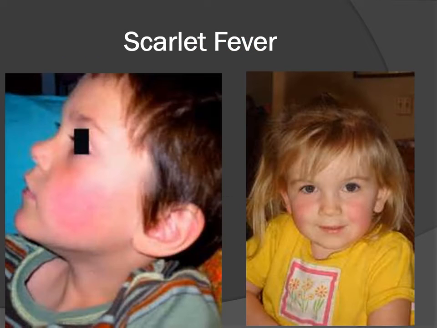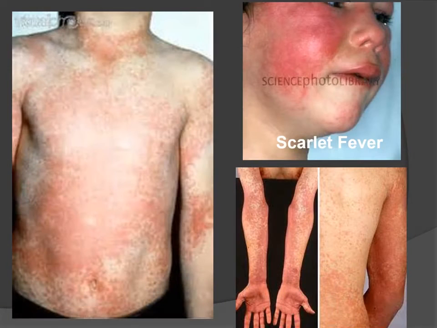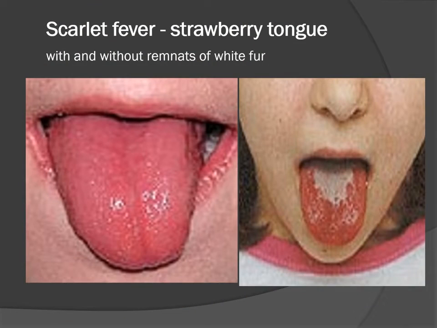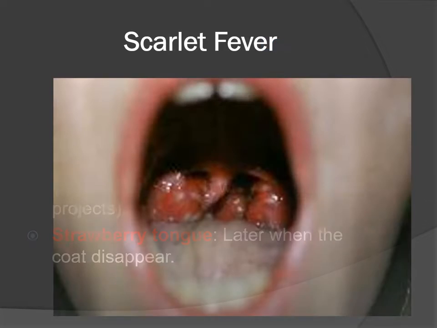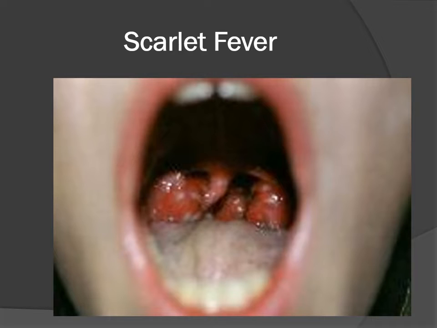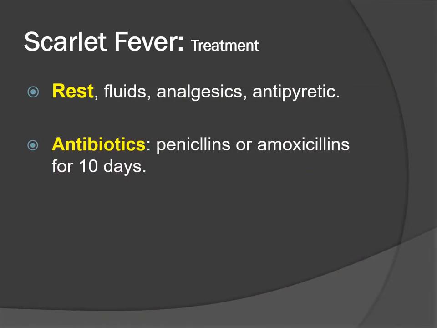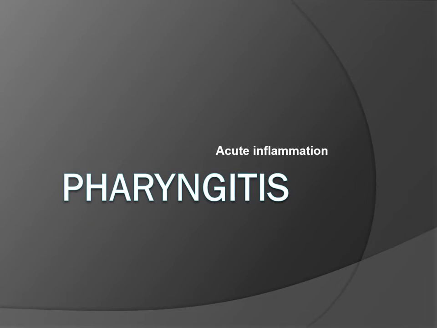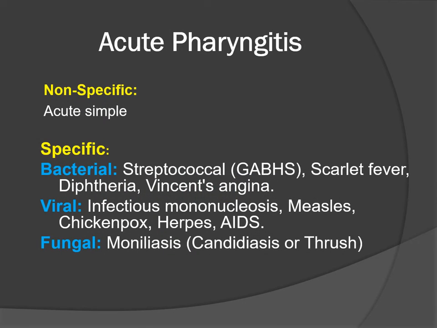The patient appears like this during the first 2 days, and after that the rash appears. Other symptoms are like acute tonsillitis or acute streptococcal pharyngitis; it does not differ except for the rash. The treatment is the same. So we have to categorize pharyngitis as a differential diagnosis, either bacterial, viral, or fungal.